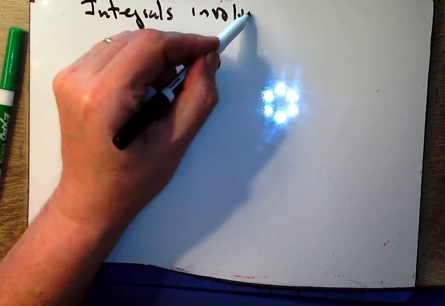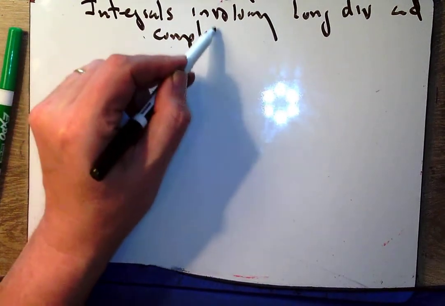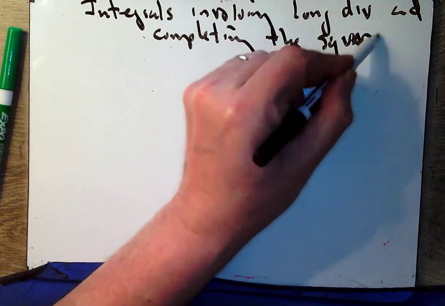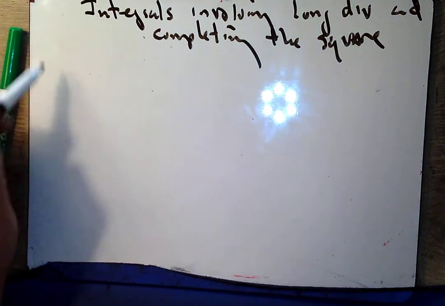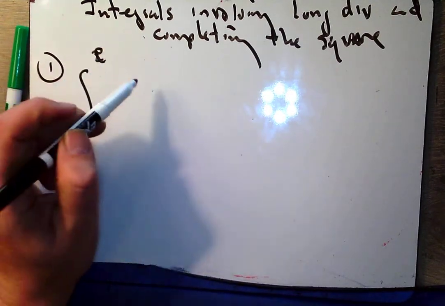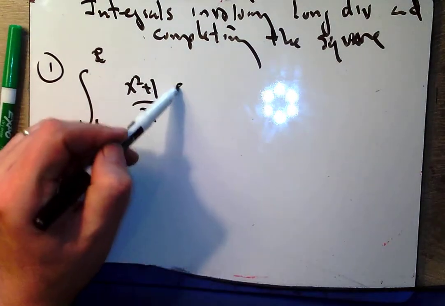involving long division and completing the square. Okay. And we'll just do a couple of each. This first problem, integral from 1 to e, not 2, of x squared plus 1 over x dx.